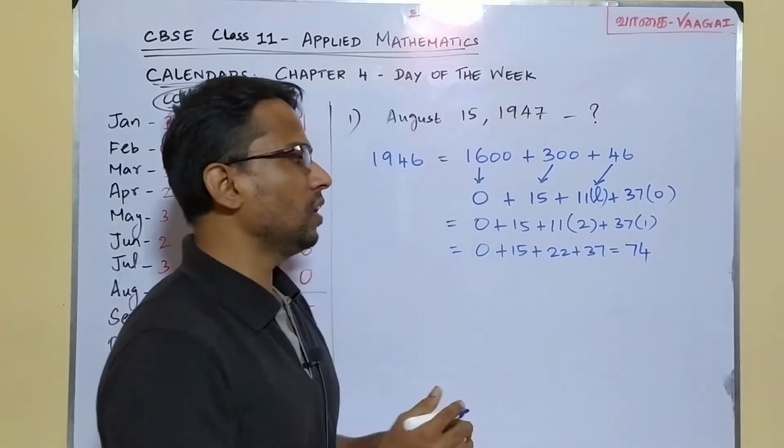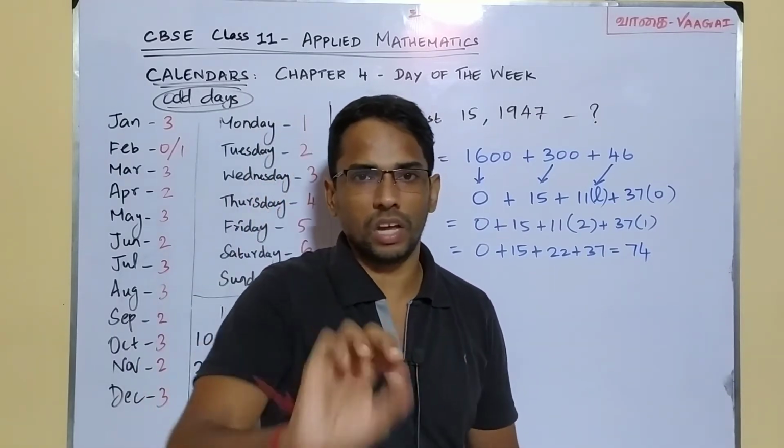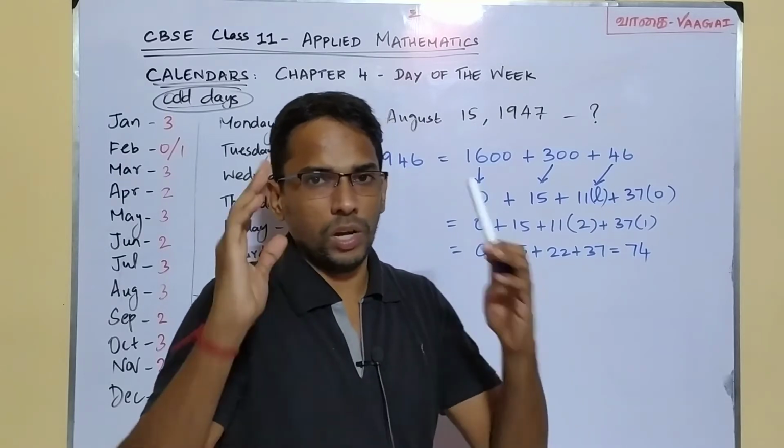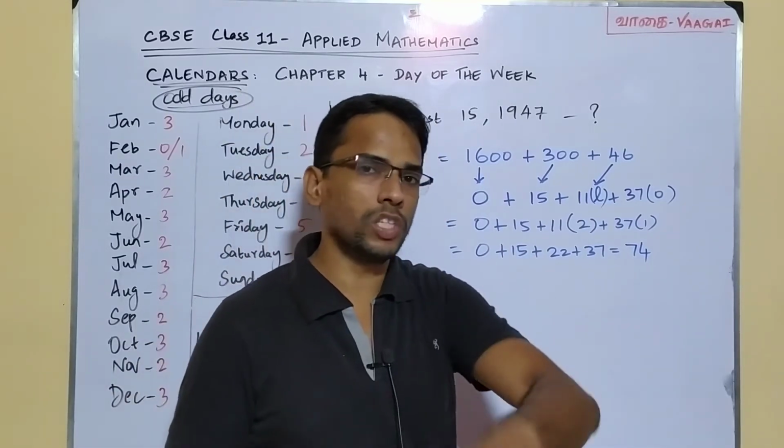So once again, the 74 days is equal to how many odd days? Again, we have to bring it as odd days. That's our final thing. Okay, that's going to be our objective. So 74 days we have got. So for 74 days, how many odd days will you have?